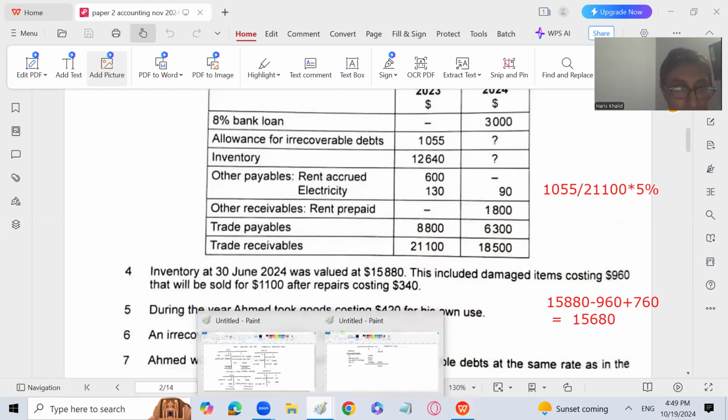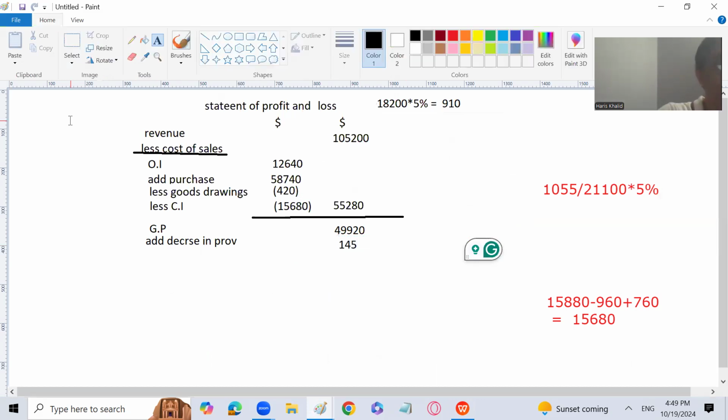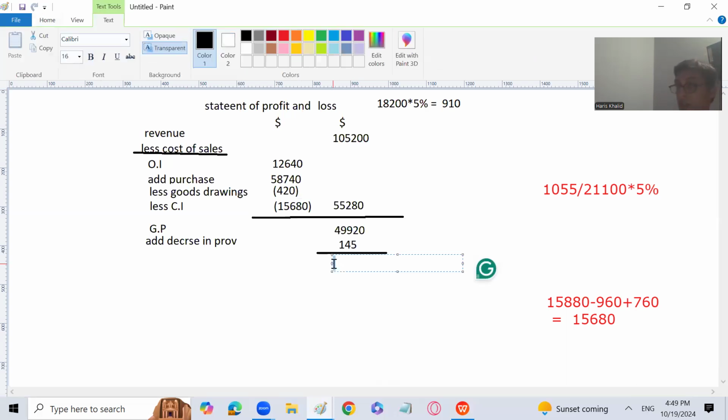So I'm going to decrease the provision by 145, and that decrease in provision will be added to the gross profit. We have 2 marks for that. One, how much? 145. Let me add it. And then we are going to subtract the expenses from it, because other income is not given. 49920 plus 145. The answer is 50065.